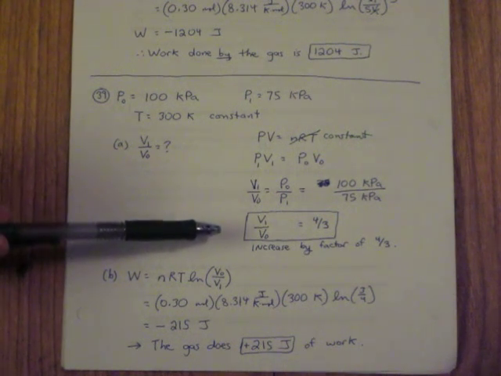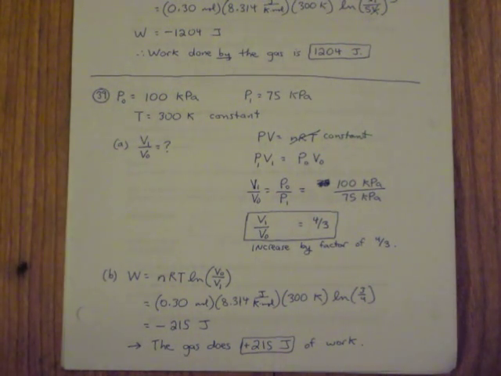As long as they're the same unit, they'll divide out. And we're left with V1 over V0 equals 4/3. What that means is that volume increases by a factor of 4/3. Another way of saying that is that it increases by 33%.